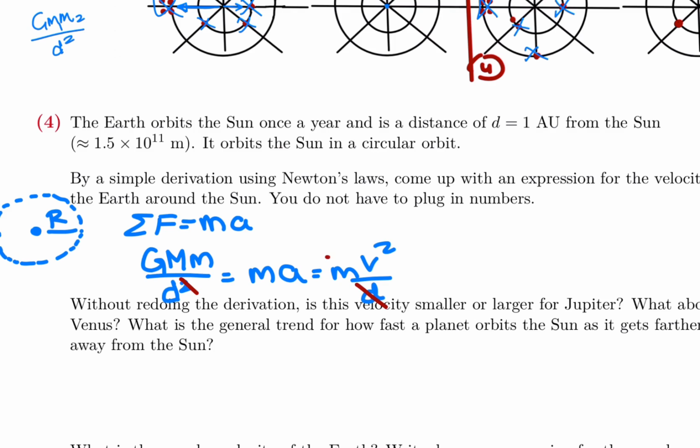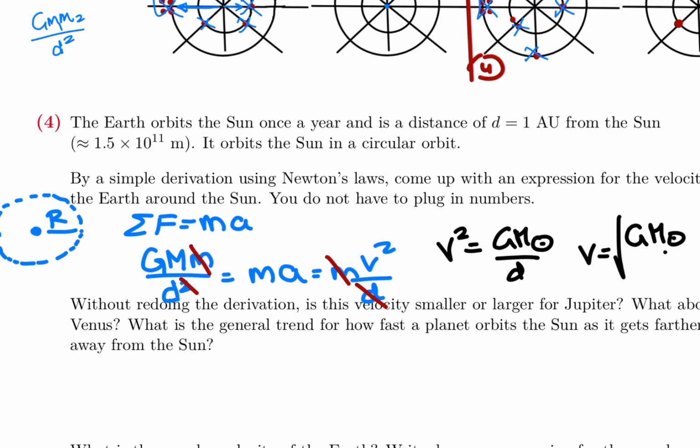One of the d's cancel, the mass of the Earth cancels, and you're left with v squared equals G M sun over d, or that the velocity of the orbiting Earth is G M sun over d, all in the square root, which in this case is 30 kilometers per second.